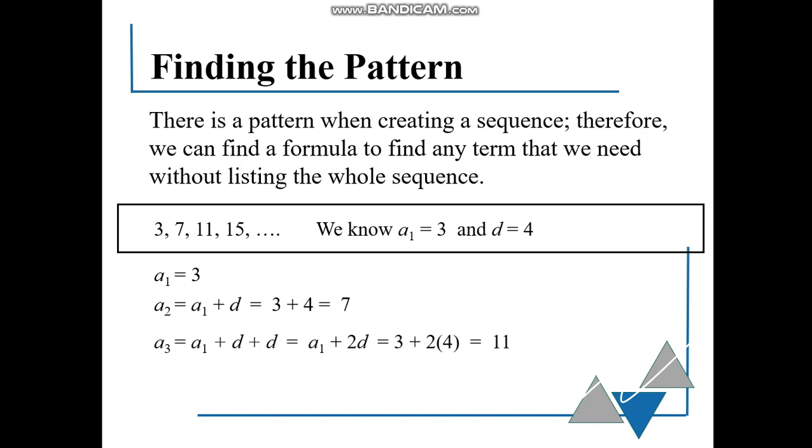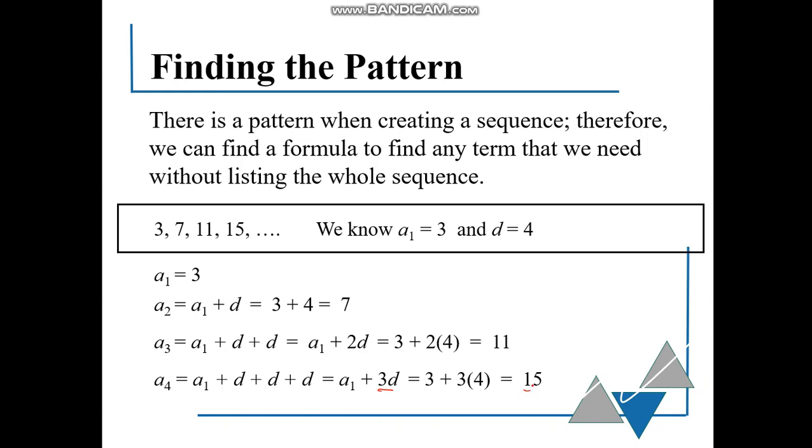All right, my third term. I can take the first term plus D plus D, and I get the first term plus 2 differences, 2D. 3 plus 2 times 4 is 11. A reminder, order of operations, multiplication first. So 2 times 4, then plus 3. All right, A4. Well, I could just add one more D to what I have up here. So A1 plus D plus D plus D. Now I'm adding 3 of the D's. So I multiply by 3, and I get 15.